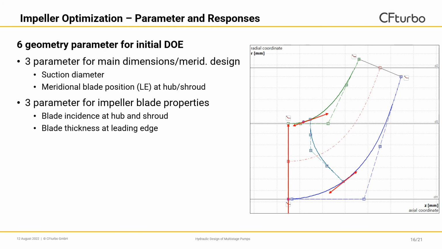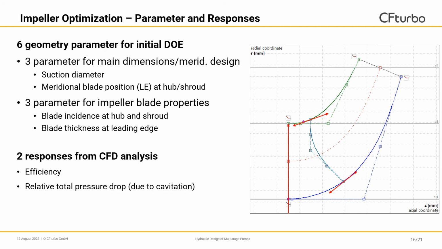Additionally, we had 3 parameters for the impeller plate properties, which were the plate incidence at hub and shroud and the plate thickness at the leading edge. From the CFD analysis, we got 2 responses. On the one hand, we got the efficiency of the impeller under cavitation-free conditions, and we got the relative total pressure drop due to cavitation.